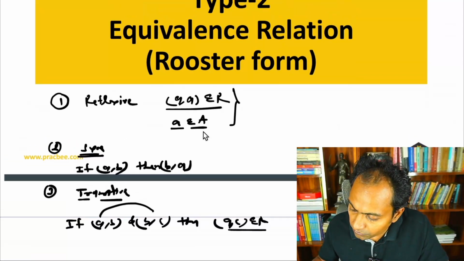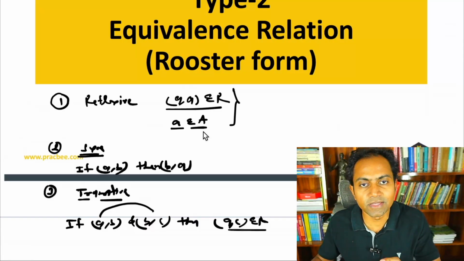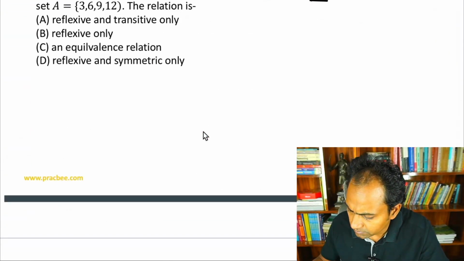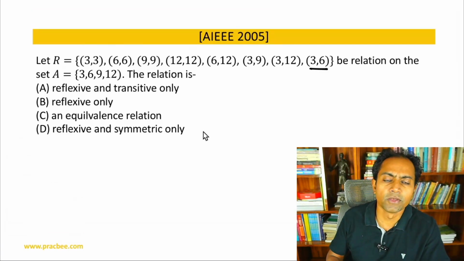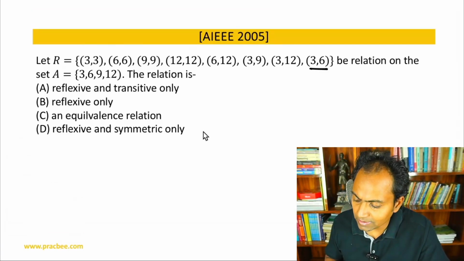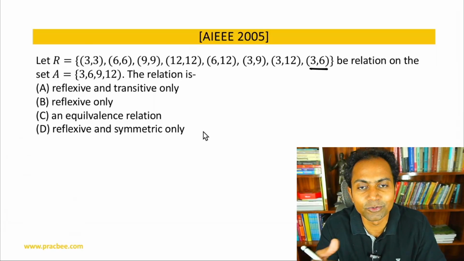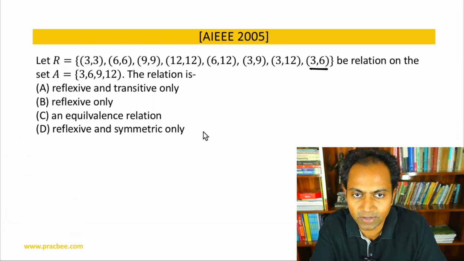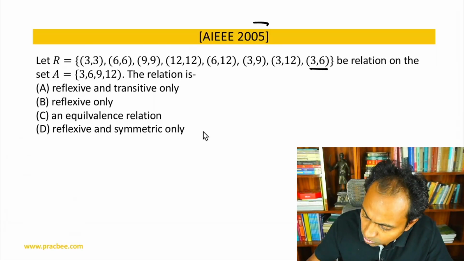Now we are looking into the first problem type, where the relation is given in the form of elements, or roster form. Let us see this question that came quite early, when there was not JEE Mains but another exam that JEE Mains replaced. So this is quite an old question that was asked in 2005.